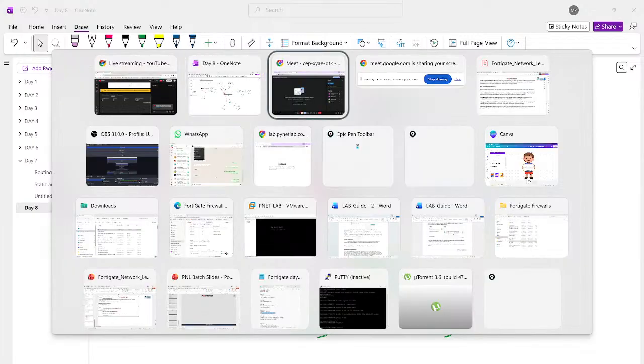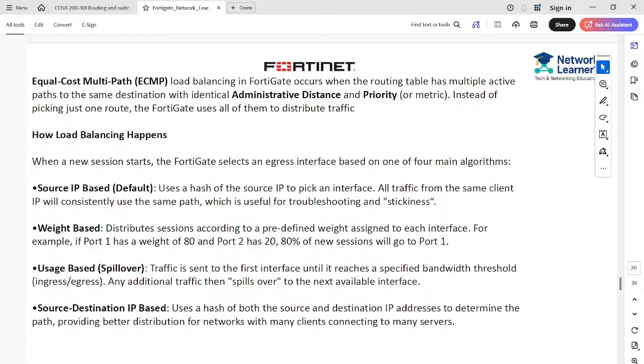So in equal cost multipath, there are different things whenever we do load balancing of traffic, right? How does the load balancing happen in equal cost multipath? The default mode is source IP based. So let us see now. We will calculate these particular things.